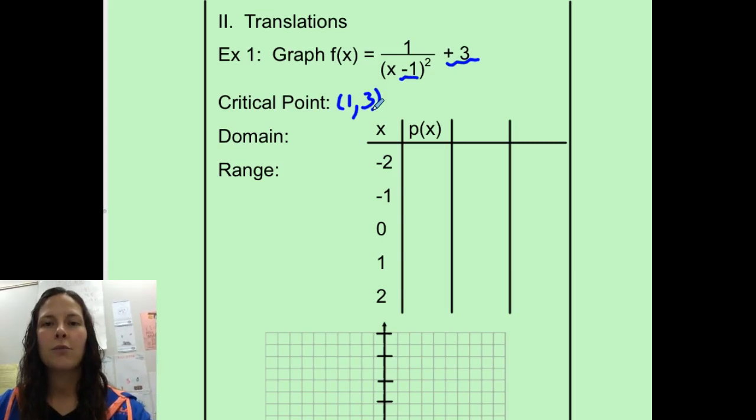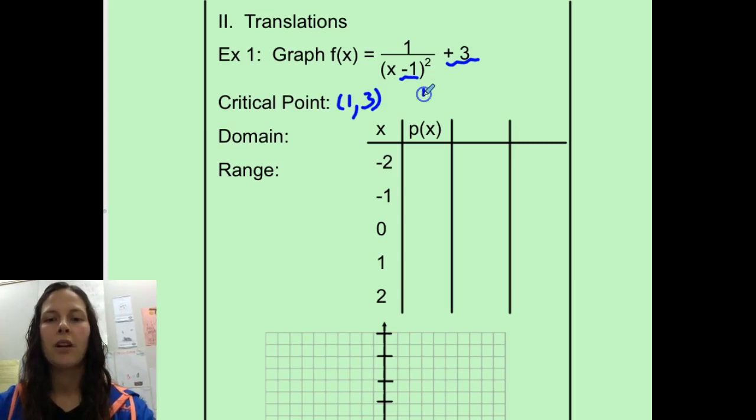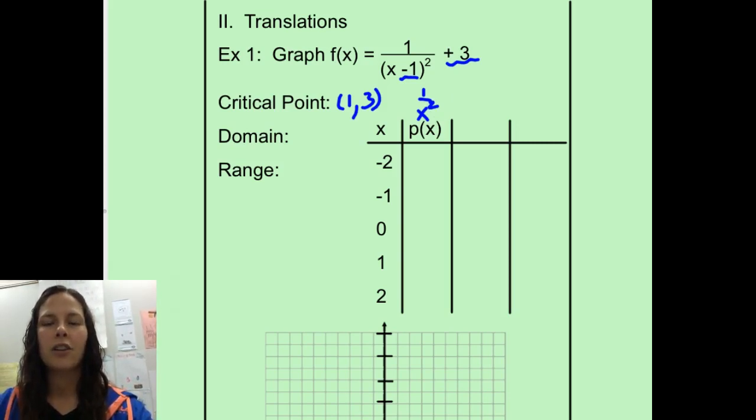Domain and range for visual people, it's a lot easier to see once it's graphed, so we can come back to that part. To get this graphed, we want to substitute some values into the parent function. Our parent function is 1 over x squared. Get rid of any adding or subtracting. When we get into compressions and stretches, we'll get rid of any multiplication. Make the function as simple as possible without getting rid of powers, because that's not a transformation, that's part of the parent. So we'll evaluate all of these points.